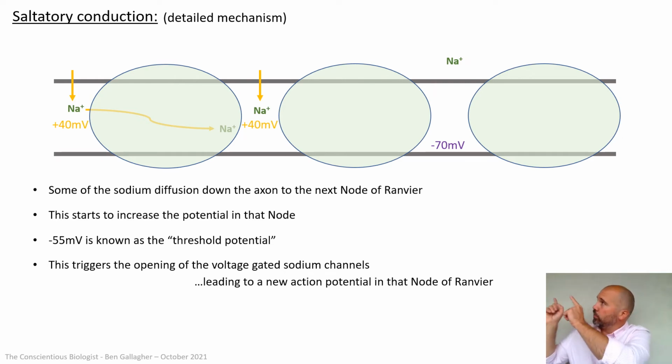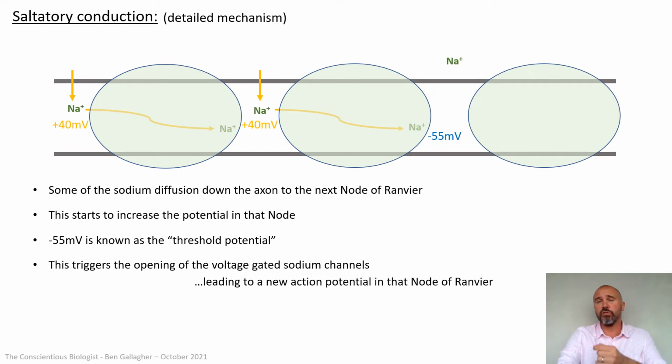So that's how we jump from way over that side to an action potential here. And now, of course, the same thing can happen. Some of that will diffuse down, raise the potential to the threshold in this node of Ranvier, which will trigger the influx of sodium here, which will give you a new action potential here, and then that will carry on and so on and so forth.